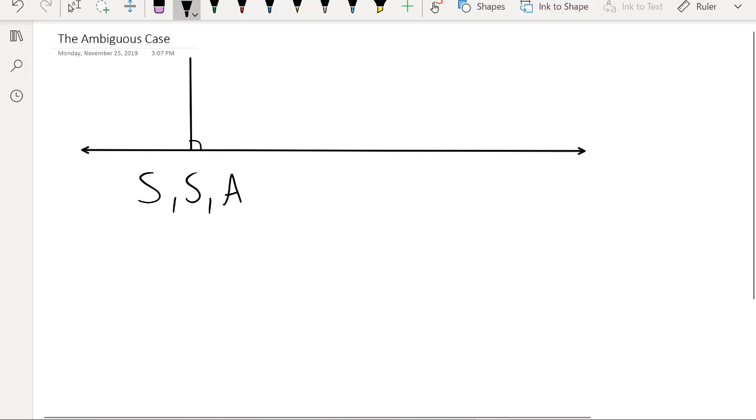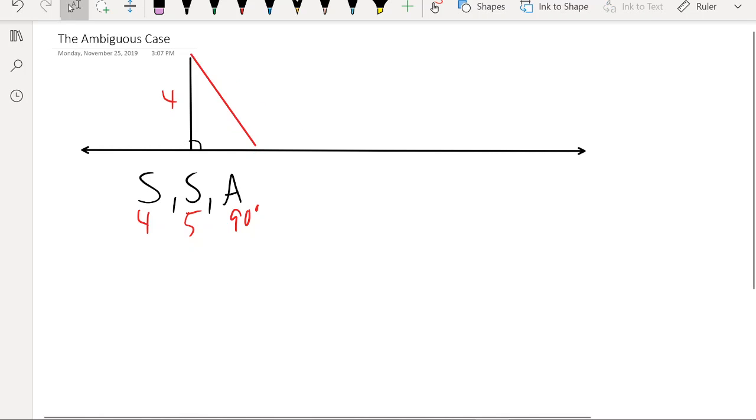There's only one way. So let's say I'm given a side. Let's say this is 4. So here's my example. I have a 4 here. And then let's say I have another side of 5. And then my angle is 90 degrees. Well, there's only going to be one way to do this, because there's only going to be one way to connect this side 4 to the ground. And it's going to be like this.